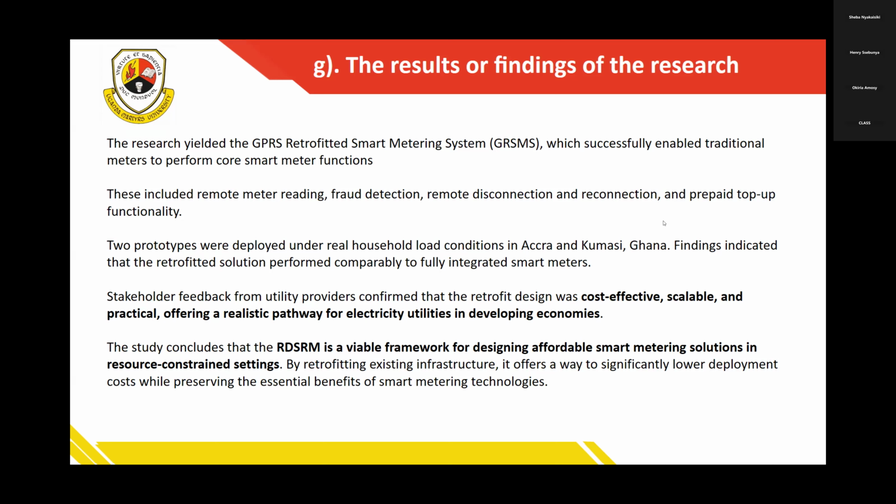Fraud detection, remote disconnection and connection: in case your utility credit units are done, as a client you can purchase more. If they are done, the service provider has the capability of disconnecting. How do they disconnect it? Through the GPRS communication that was included in these meters. And the client also had the functionality of topping up the credit units.